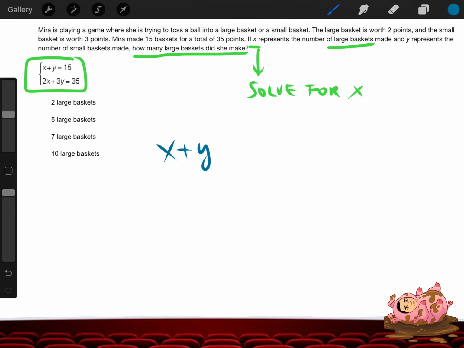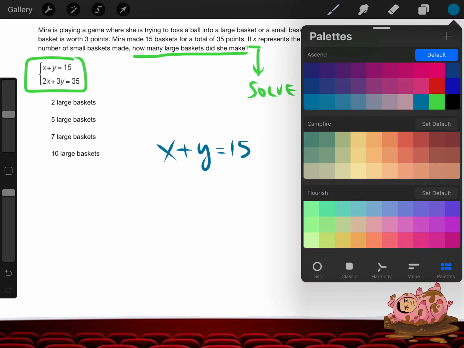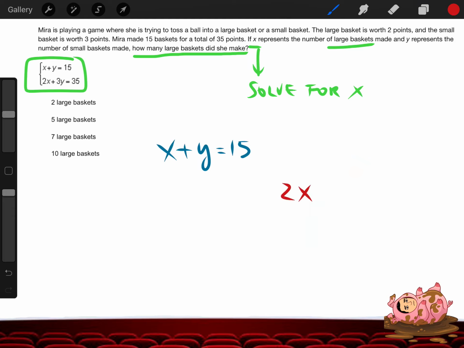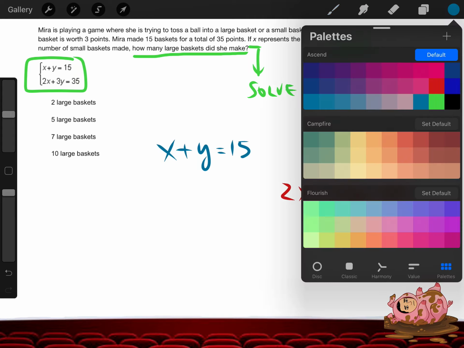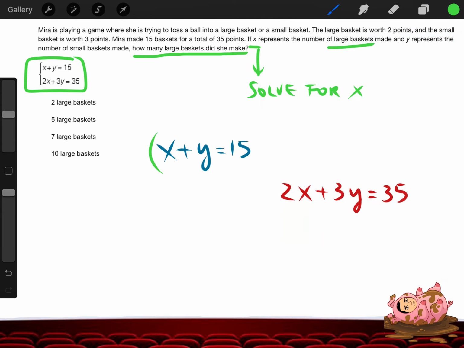So this time, x plus y equals 15. And the second equation, I'm going to write it over here. 2x plus 3y equals 35. You might be wondering why I'm putting the equation not aligned, right? Because this is what I'm going to do. I'm going to eliminate the y's, okay? So I can just solve for x. So I'm going to use the elimination method. So I'm going to multiply by 3.